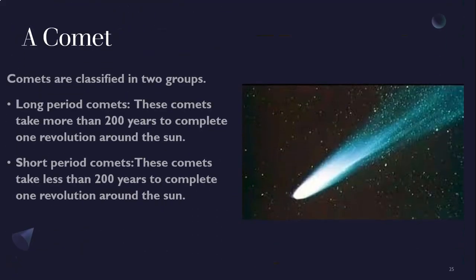So, on the basis of that, we have two types of comets. There are long period comets. These comets take more than 200 years to complete one revolution around the sun. And there are short period comets. These comets take less than 200 years to complete one revolution around the sun.